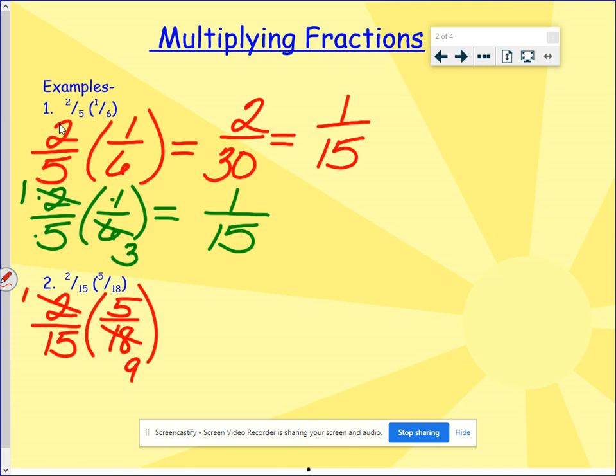5 and 15, they can cross cancel. 5 goes into each of them. So 5 divided by 5 is 1. 5 goes into 15 3 times. So now we take 1 times 1 to be 1, and 3 times 9 to be 27. Knowing 7th graders like I know 7th graders, they are going to much prefer to take 3 multiplied by 9 rather than to take 15 multiplied by 18.